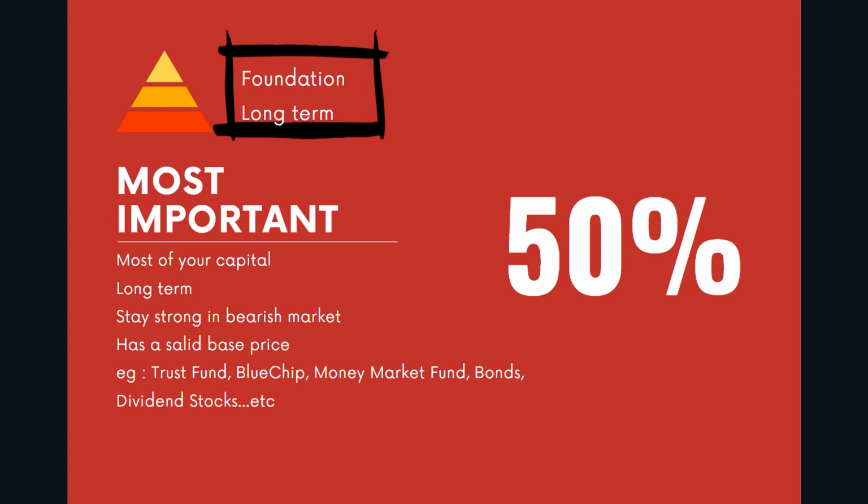The next characteristic, solid base price. When the market sentiment is bad or the economy is bad, the price of this asset has a base to fall onto, and it has a lower risk of turning to zero or falling way below. Some of the examples are as shown. Okay, it could change through time. Trust funds, blue chip stocks, money market funds, bond funds, dividend stocks. Those are with lower risk in the market.